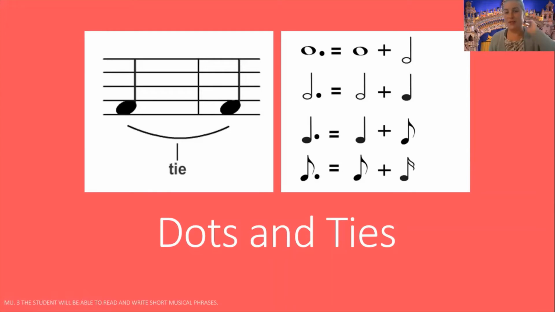A dot is like an extension. So if you've got a whole note and then you put a dot at the end, you're going to add half of the original value to it. So a whole note is worth 4, and half of 4 is 2. So the dot is worth 2. Does that make sense? So a dot is worth half of the original.